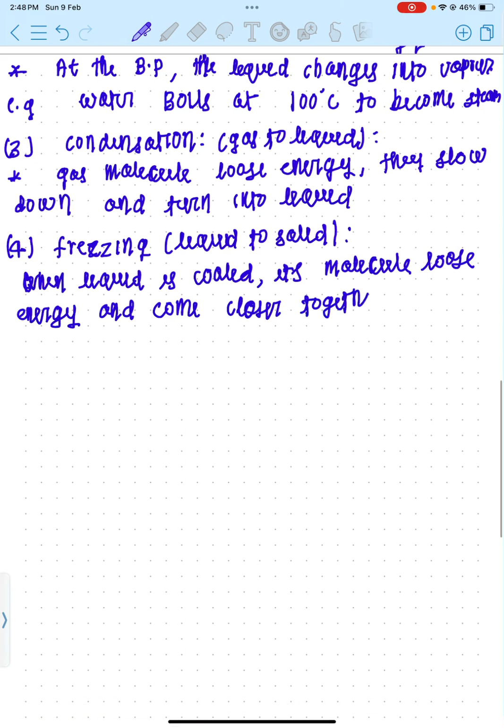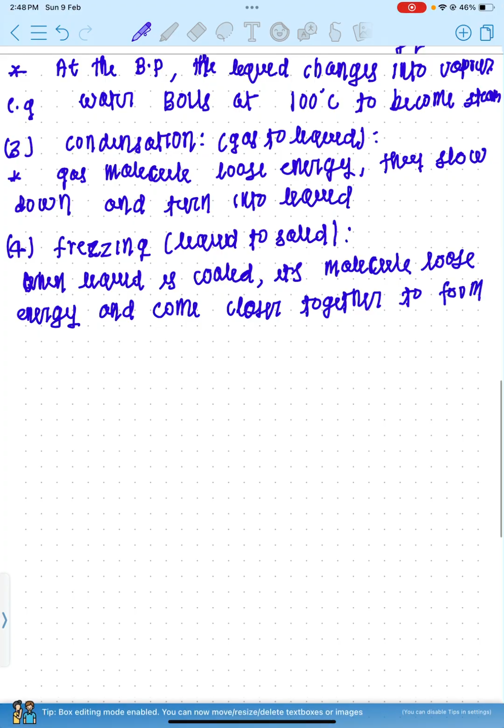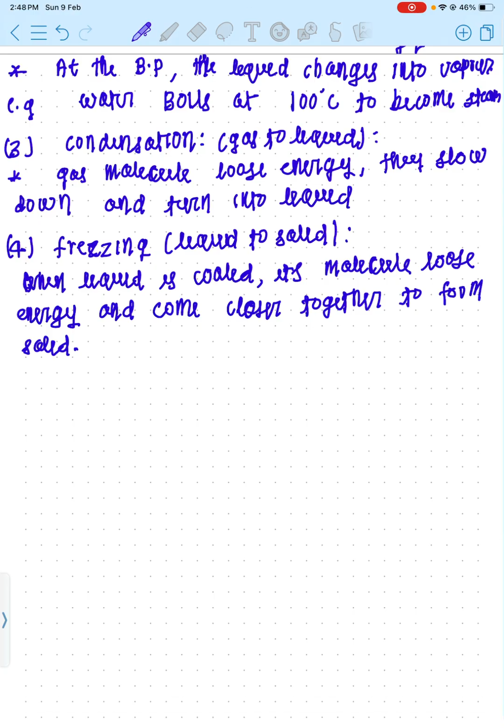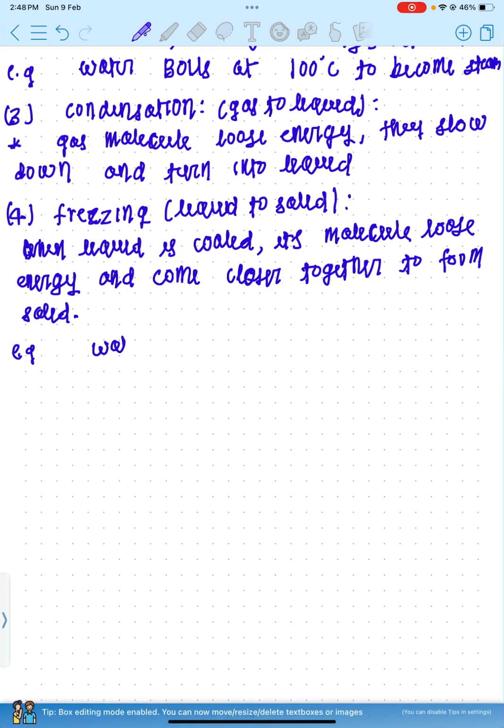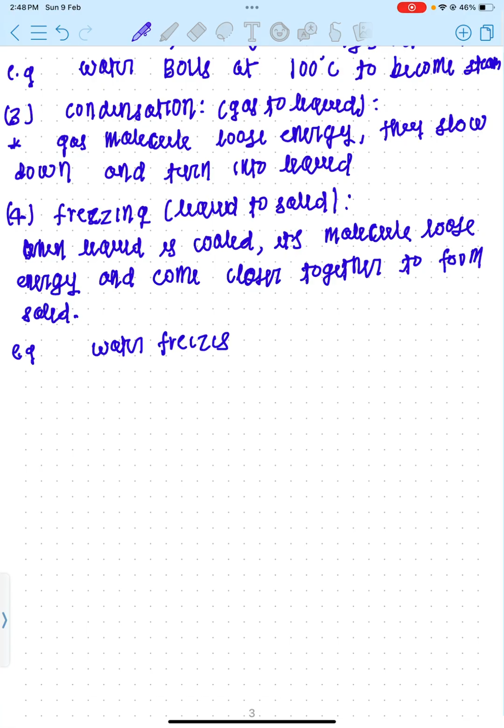Also, it is a necessary condition that the particles should be very close for the solid state, right? And the example is water freezes into ice at 0 degrees Celsius.